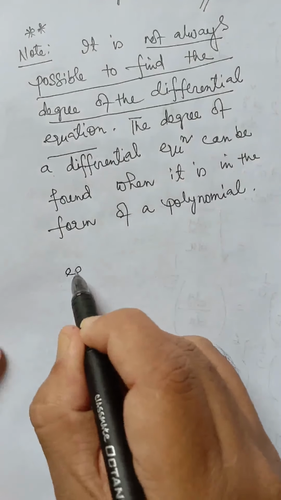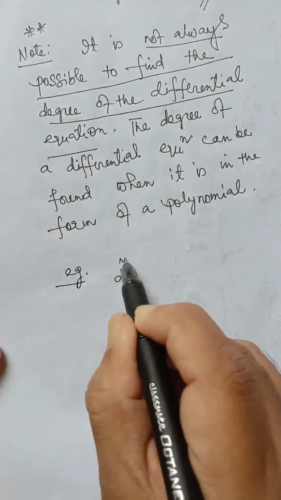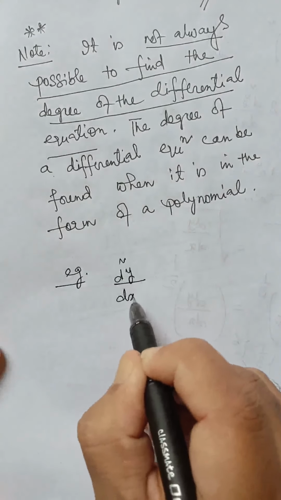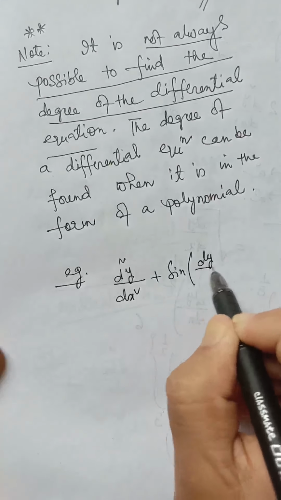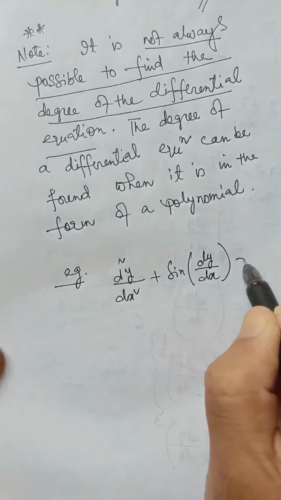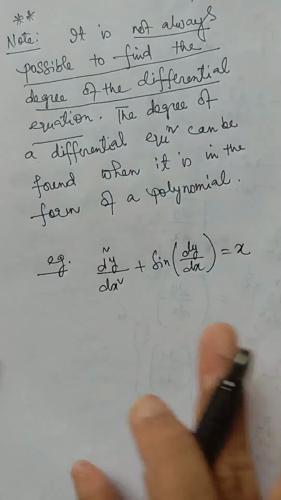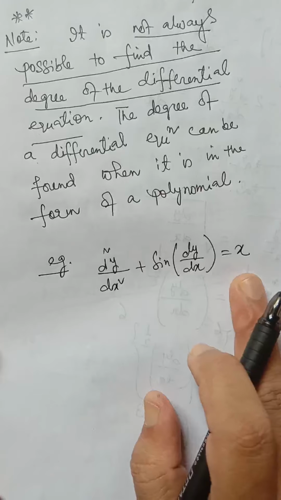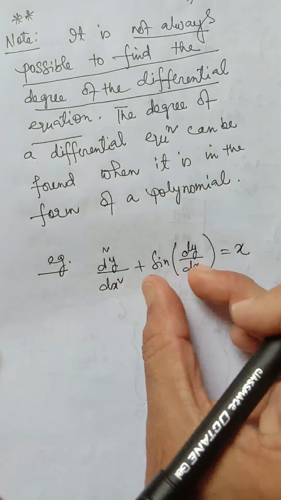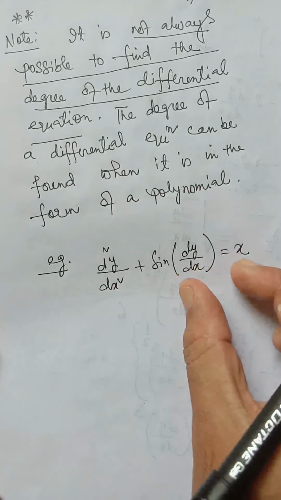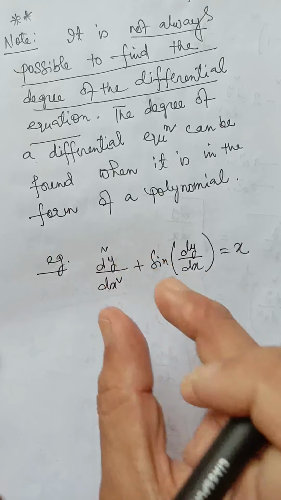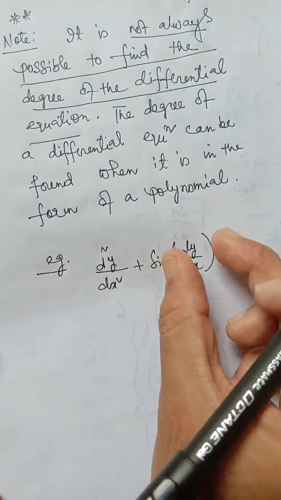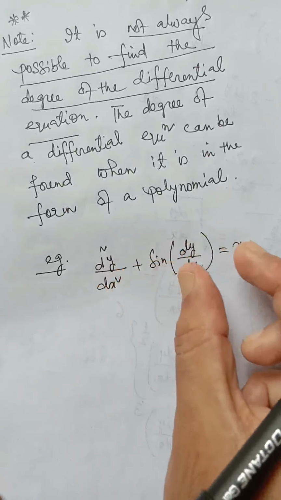For example, d2y by dx square plus sine of dy by dx is equal to 1, or say x. Now this is a differential equation, but it is not in the form of a polynomial in terms of dy by dx, in terms of derivatives. This is not in the form of a polynomial.